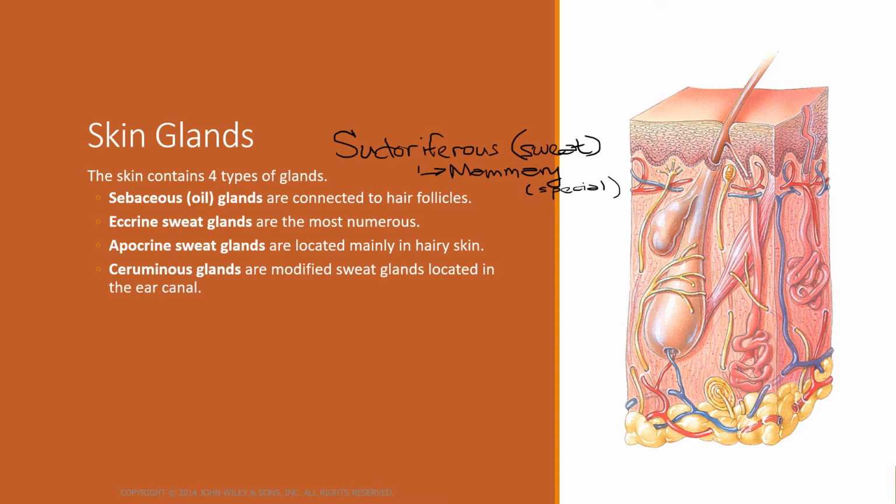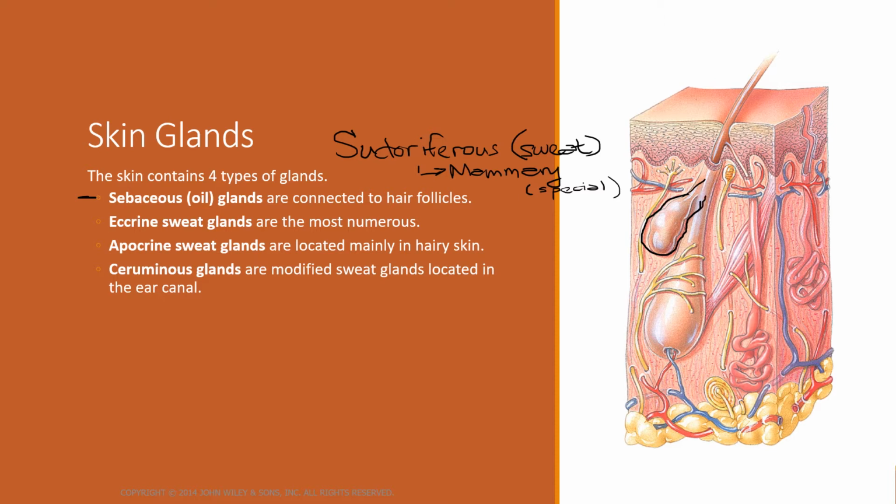So the secreting portion of the sebaceous glands, we'll talk about those first. The secreting portion lies within the dermis and usually opens into the neck of a hair follicle. So it's going to be this gland right here. So it opens into the neck of the hair follicle right there.